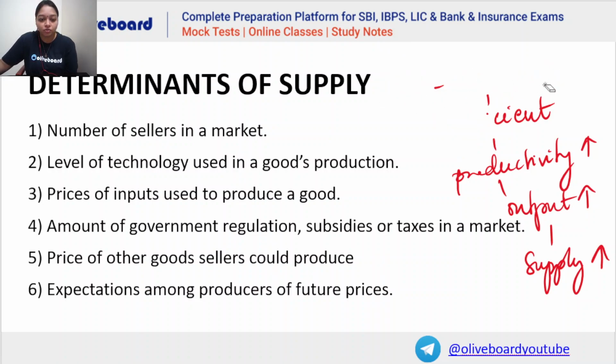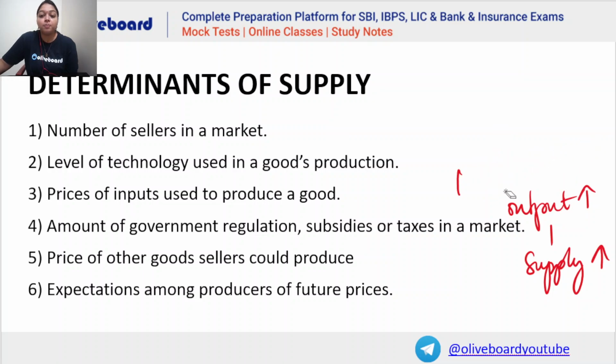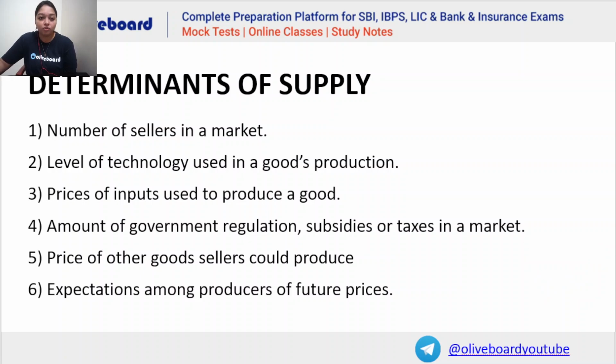So, prices of inputs used to produce the good. If the input is very cheap and easily available, then more of it will be produced, right? But if the price of the input is very high or it is very difficult to obtain, then less output will be produced, right? So, amount of government regulation, subsidies or taxes in the market.